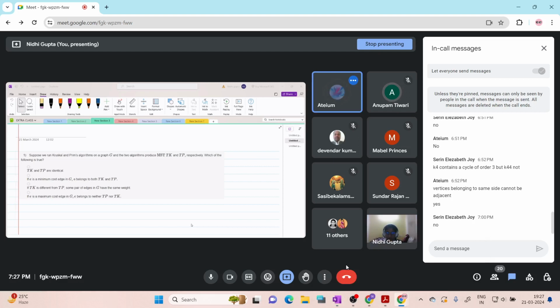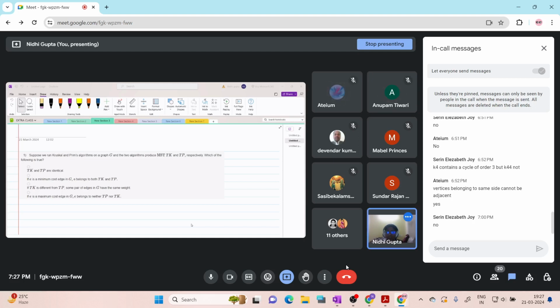False. This is false because a minimal spanning tree is not unique and we can get either of those. So the first statement is false. What about the second statement? If e is a minimum cost edge in G, e belongs to both Tk and Tp. True or false? This is true, ma'am.